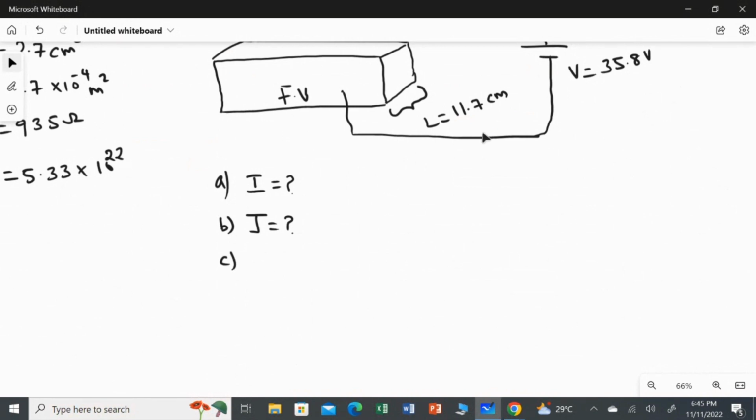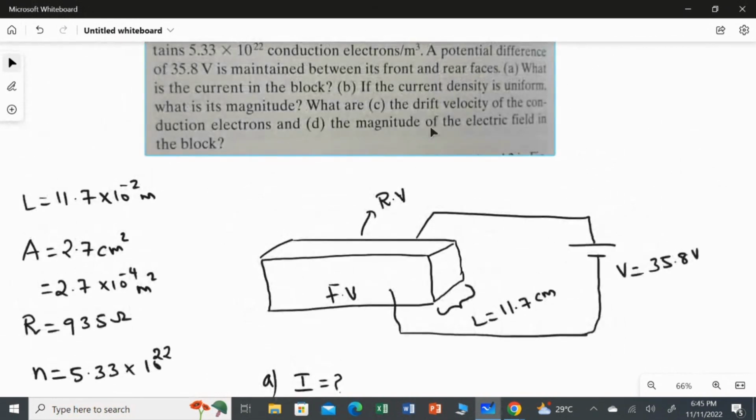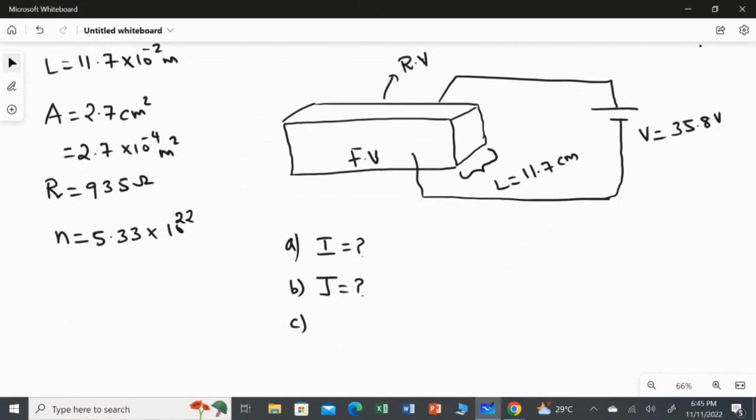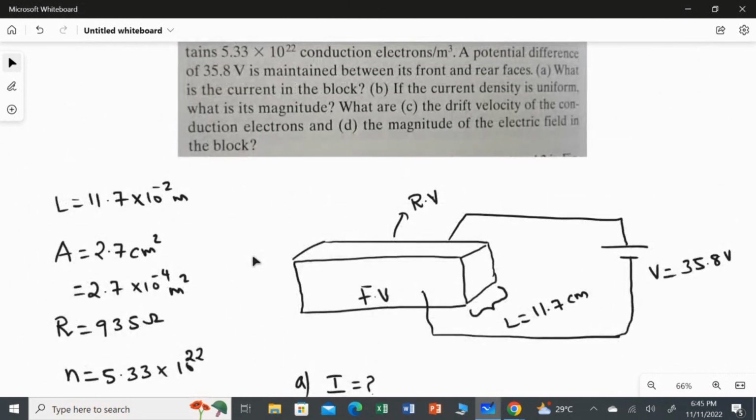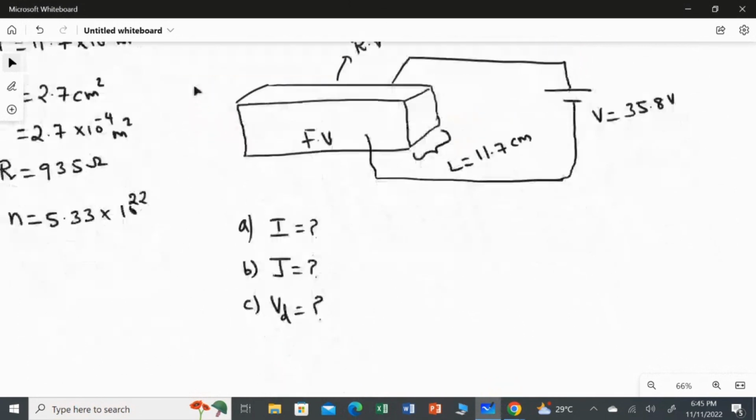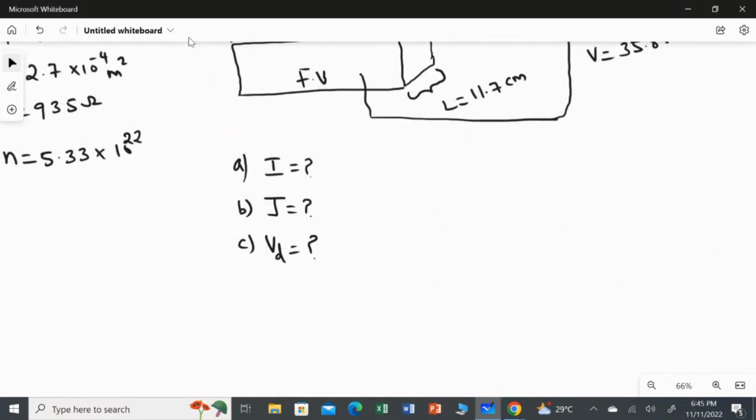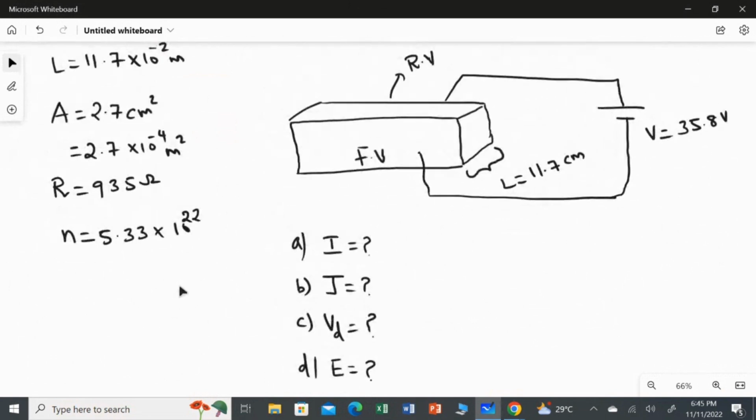And in the third question, we are going to find the value of the drift velocity of the conduction electron. Drift velocity is indicated by the symbol V suffix D, the drift speed of a conduction electron. Finally, in the fourth question, we are going to find the electric field in the block, because when you apply the voltage, an electric field must be there. So these are the 4 answers we are going to find by using these values. Understand? So let's calculate the answers one by one.